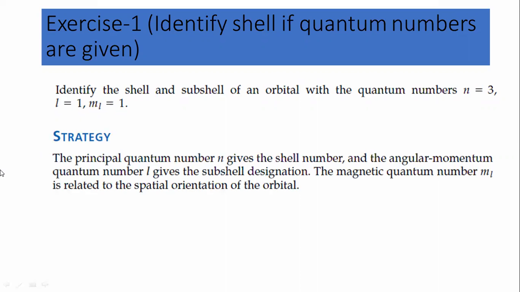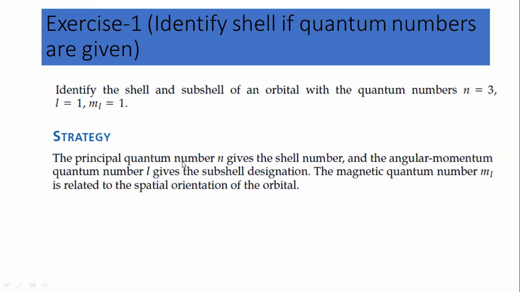So this is the strategy. First you have to identify the principal quantum number, and the principal quantum number gives you information about the shells that we have discussed. And the angular quantum number is L, which will give you the information about the subshell. And this was all about the question. And the magnetic quantum number gives you the spatial orientation of the orbital, and this is the net output of what we have already discussed.